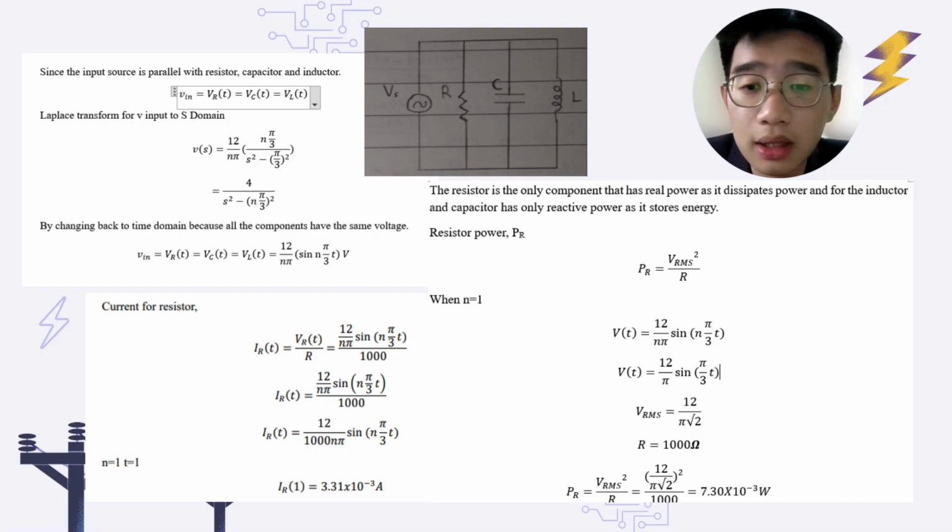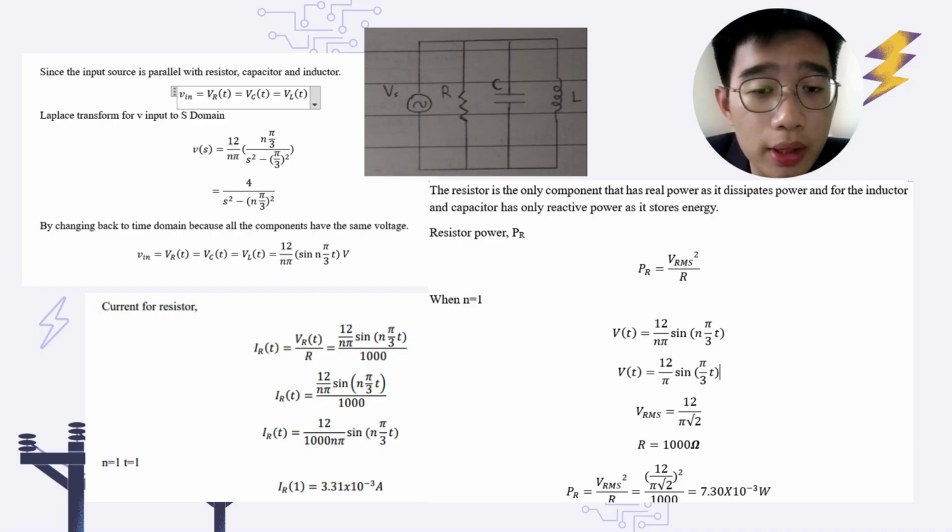For the current for the resistor, we are calculating using basic Ohm's law, which is IR equals VR over R. So for IR of t, we will get 12 over 1000 n pi sine n pi over 3t. By substituting the condition n equals 1, t equals 1, we will get IR equals 3.31 times 10 to the power negative 3 ampere.